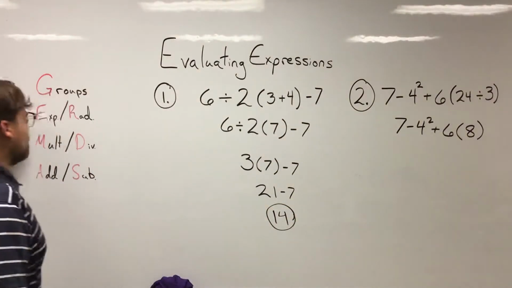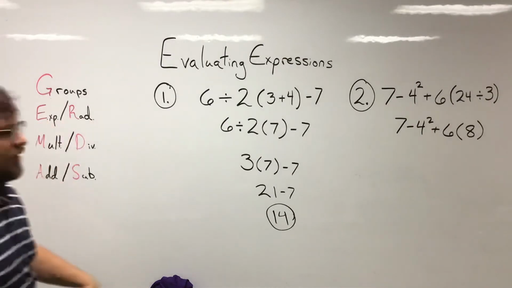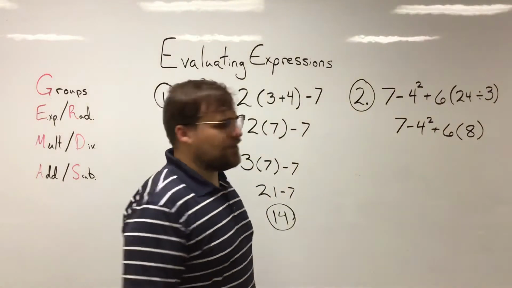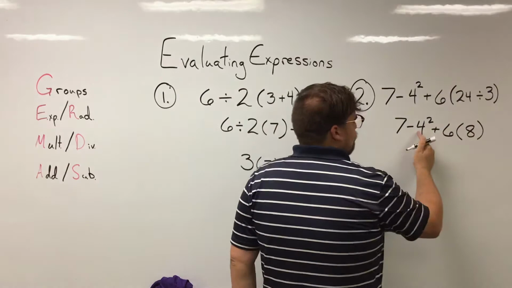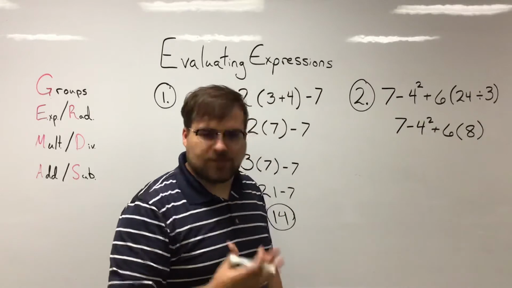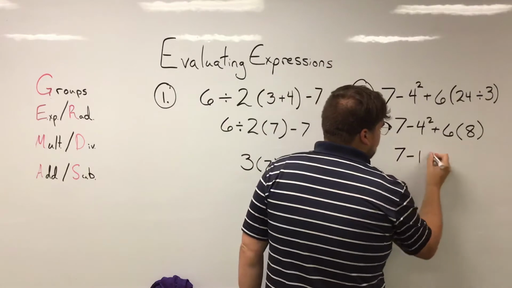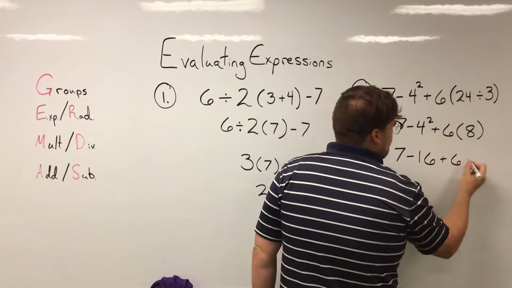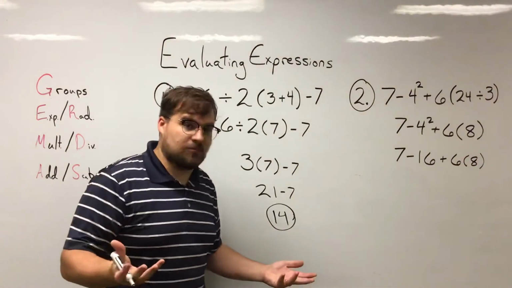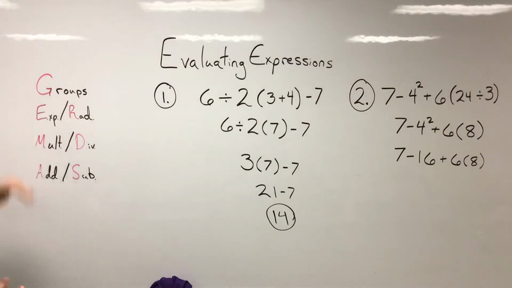All right, so now we get to take a look at this second step, exponents and radicals. Well, we don't have any radicals here, but as we look left to right, we do see an exponent, 4 squared. We know an exponent means that you're going to multiply this number by itself however many times are listed up here. 4 squared means 4 times 4, so we're going to get 16 there. So 7 minus 16 plus 6 times 8. All right, do we have any exponents left? We don't. So we're able to move on to the next step, multiplication and division.